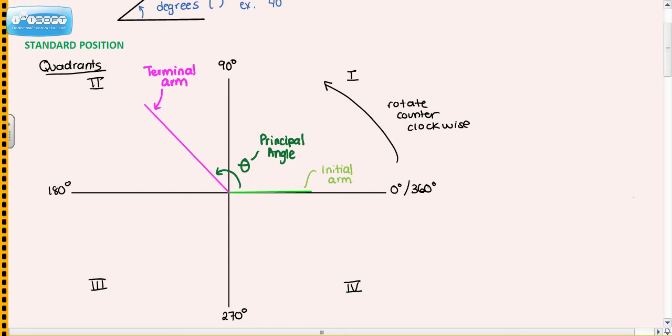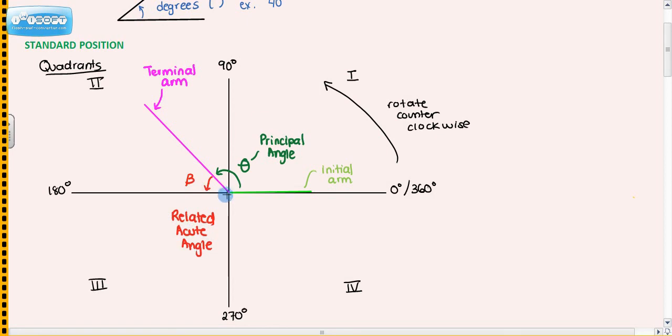So there's another angle here that we have to consider, and that's this angle that remains between the terminal arm and the x-axis. So this angle is given the Greek letter beta and is called the related acute angle. It's related to the principal angle because depending on where the terminal arm ends up, this beta will change. And it's always acute because it's between the terminal arm and 180 degrees.